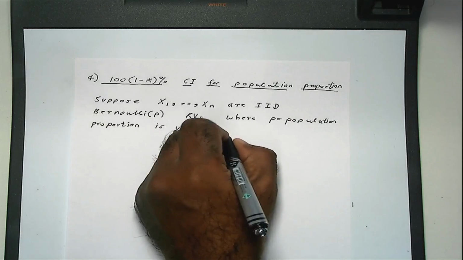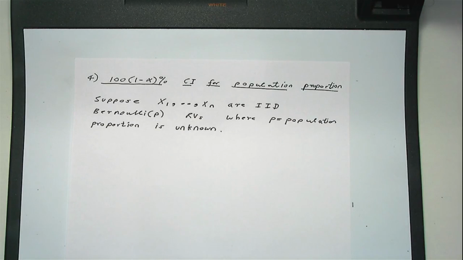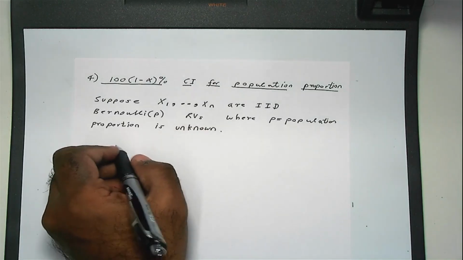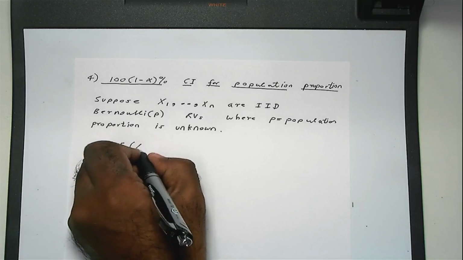I'm sure you know about the Bernoulli distribution. Bernoulli either takes the value 1 or 0: 1 with probability p, 0 with probability 1 minus p. So, for example, to describe whether you smoke or not, whether you pass or fail, whether you are male or female, and so on. So p could denote, for example, the proportion of smokers or the proportion of people who passed, and so on.